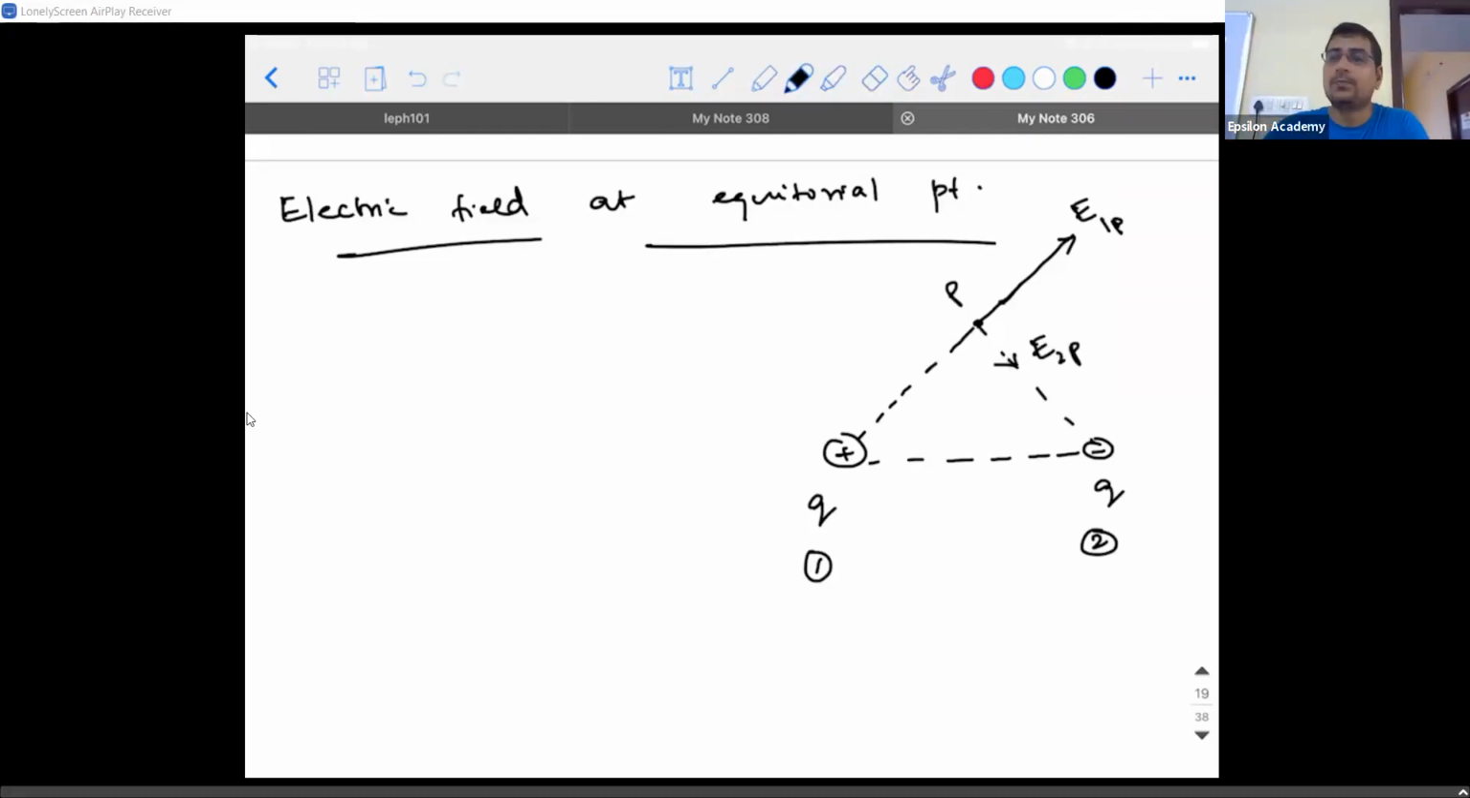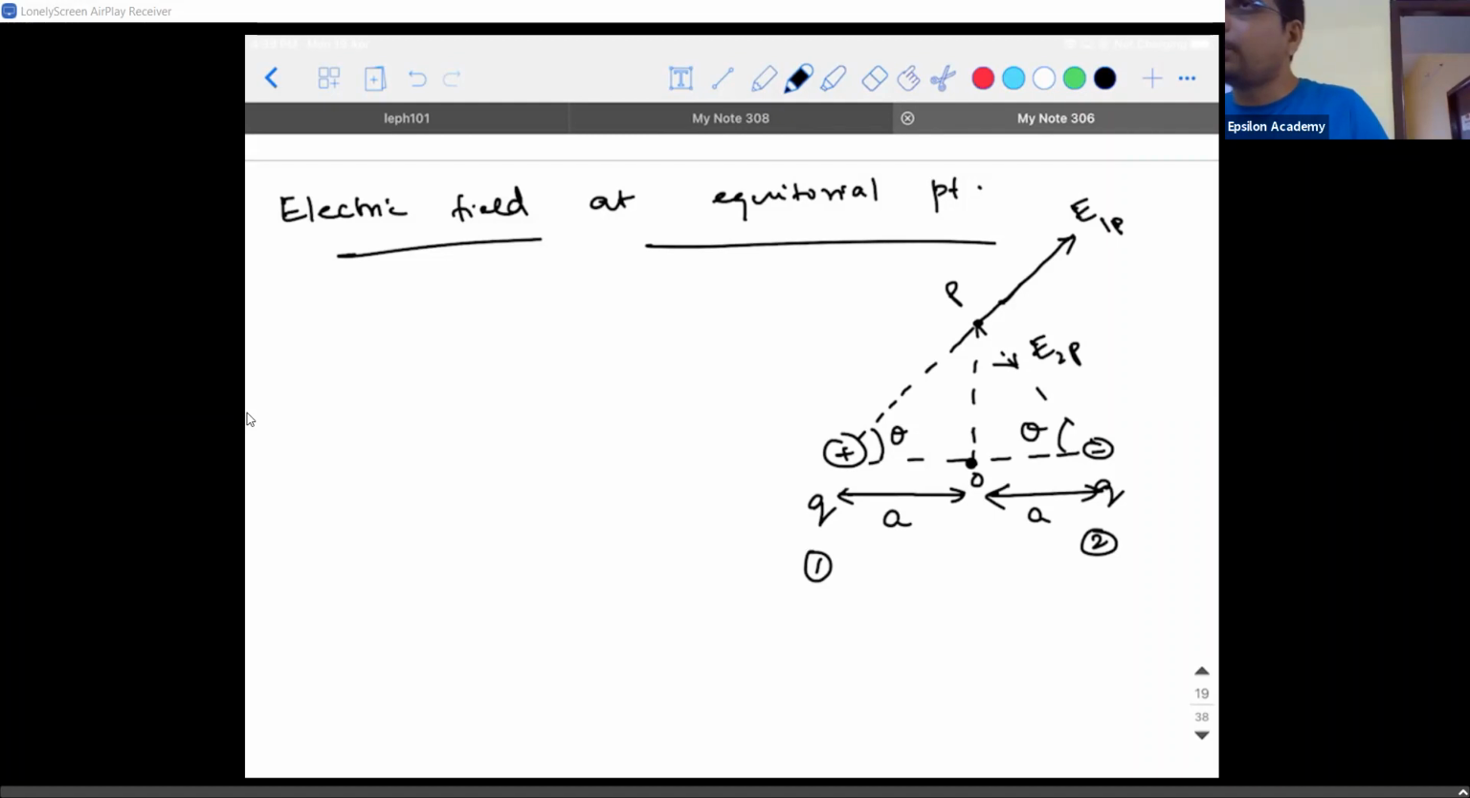Now, listen to this carefully. A little bit of geometry is involved here. If I take this angle as theta, then this angle will also be theta. Accepted? Reason? If I take this as a, this will also be a, because I told you all the distances with respect to a dipole are measured from the center. So from the center to the point P is what we call R. What is that line OP actually? It is the equatorial axis. OP is the equatorial axis, and P is a point on the equatorial axis.